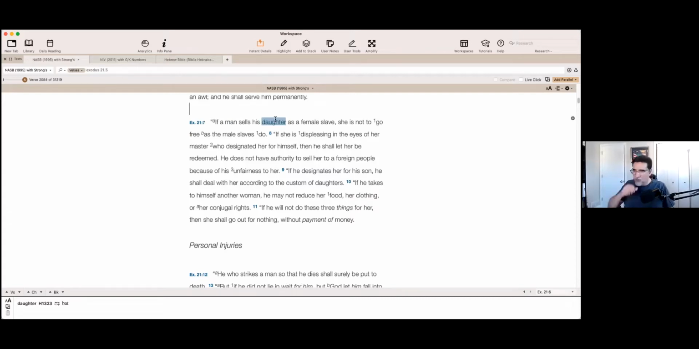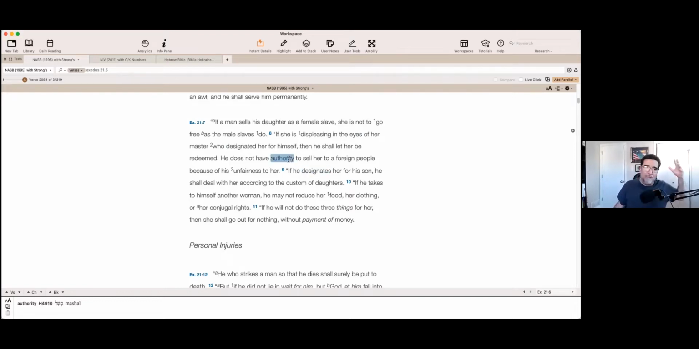So if a man sells his daughter as a female servant, she is not to go free. The idea was that he would sell her into indentured servitude with the idea that she would become the master's wife, or that the master could, if he didn't want to marry her, marry her to his son if he had a son. That was the intent. So this is why the context here, if she's displeasing in the eyes of her master, who designated her for himself. What does that mean? Who designated her for himself? That means that he intended to marry her. Okay, that's what it means. He designated her for himself or for his son.